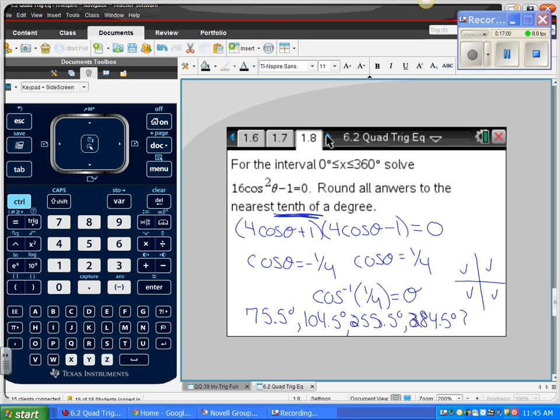Okay. So this one here was the reference angle. You don't do anything to this one. To get this one, we do 180 minus the reference angle. This is 180 plus the reference angle. And this is 360 minus the reference angle.